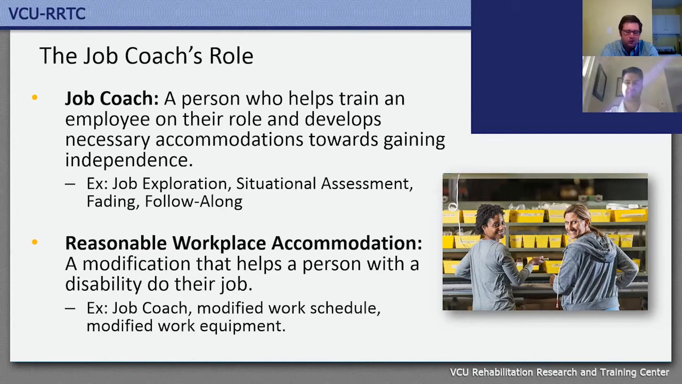As this develops, job coaches will fade, which means they will work with the individual less and less until they are fully independent. Once independence is reached, the individual will enter what is called follow-on, which is where job coaches provide check-ins to ensure everyone is satisfied rather than to provide training.